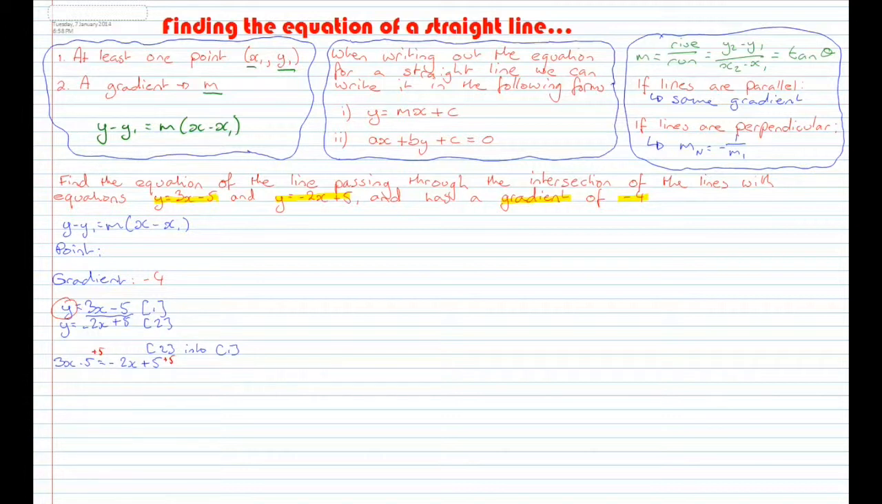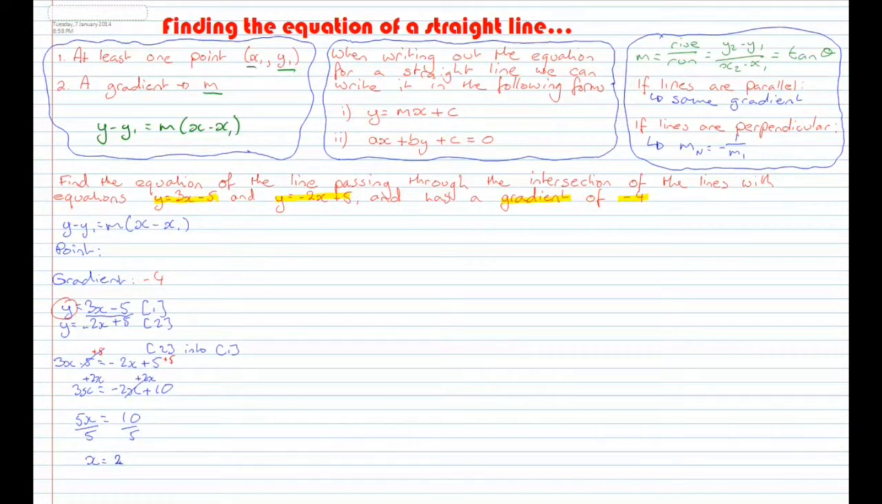So I end up getting 3x, and the 5s of course will cancel out, is equal to negative 2x plus 10. Right, and now let's add the 2x to both sides in order to get x over here on its own. So you get plus 2x gets us 5x is equal to, these cancel out, 10. And of course when I divide both sides by 5, I end up getting x is equal to 2.